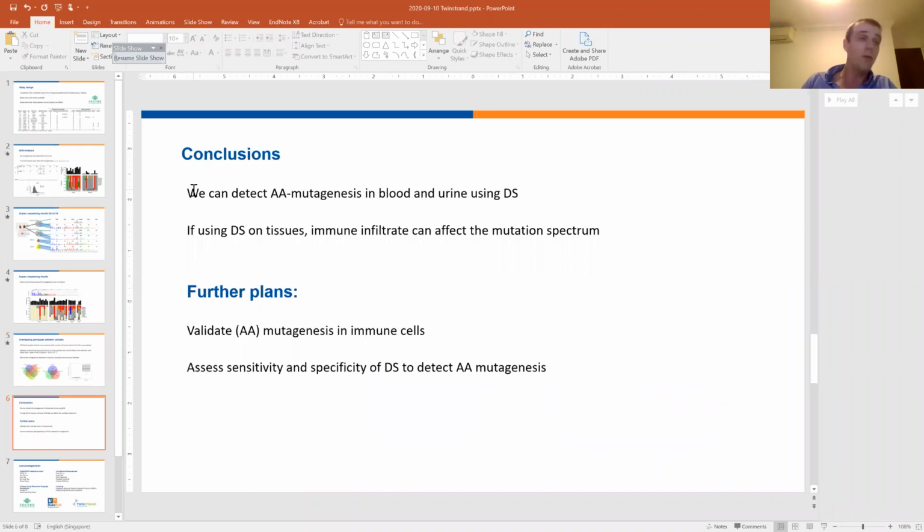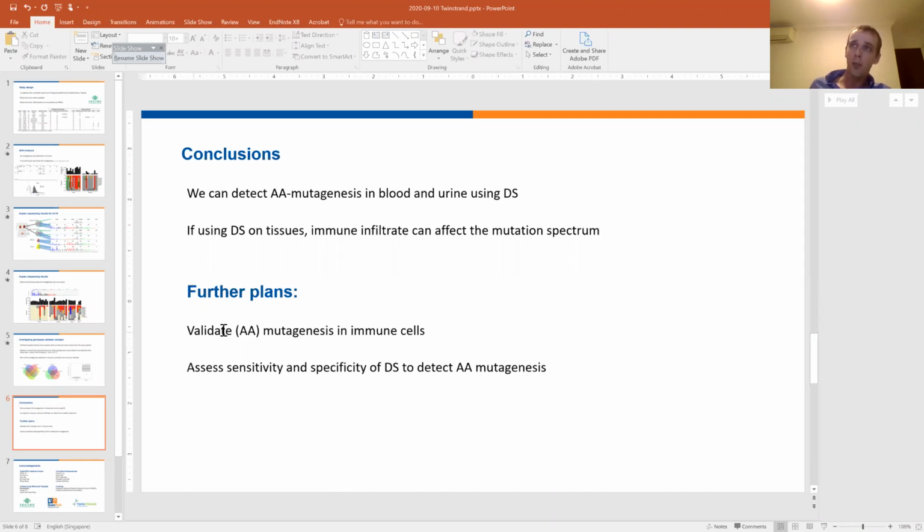In conclusion, we can detect AA mutagenesis non-invasively in blood and urine, which we can then, of course, try to develop into a clinical test. And we actually see some immune infiltrate signal back in the tissues, which I think is important to note because other people using this technique might also encounter this, right? There are very small, you could almost call them contaminating cells in your tissues, that could actually affect the mutagenesis that you see in the end.